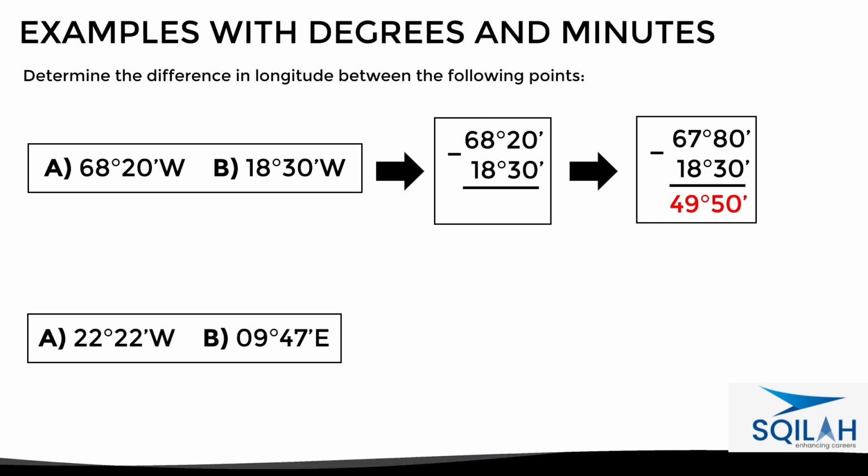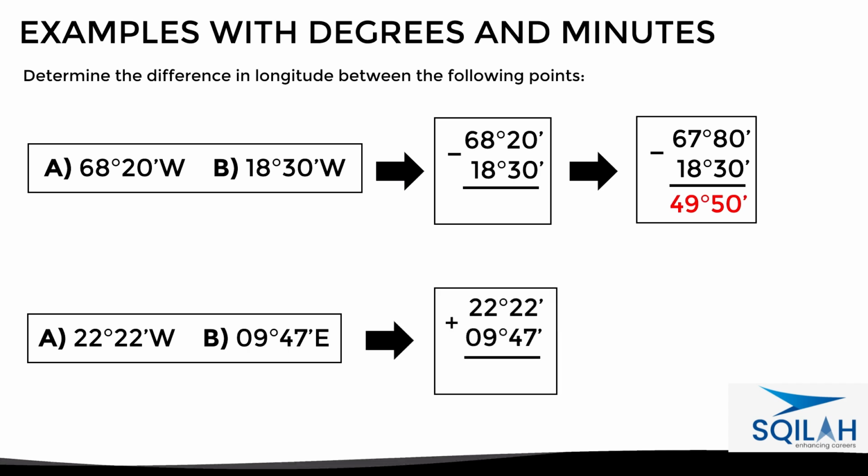Now in this other case, the points are located in different hemispheres, so we have to add the longitudes. Here we obtain a difference in longitude of 31 degrees and 69 minutes. However, to express it correctly, we must convert 60 of those minutes into 1 degree, so we get 32 degrees and 9 minutes.